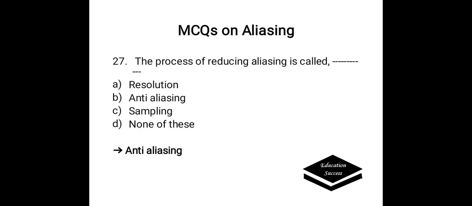The process of reducing aliasing is called: options are A. Resolution, B. Anti-aliasing, C. Sampling, D. None of these. Correct answer is anti-aliasing. The process of reducing aliasing is called anti-aliasing.